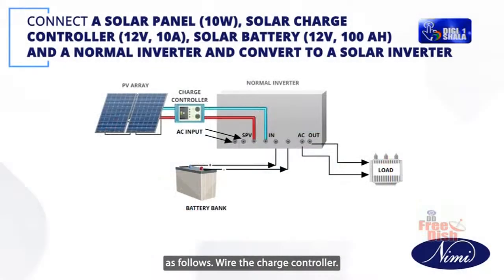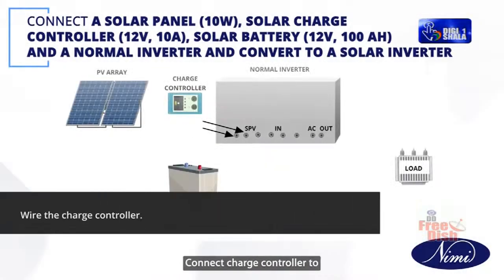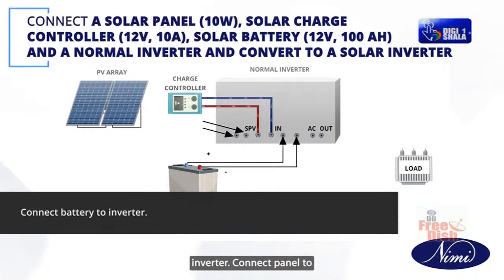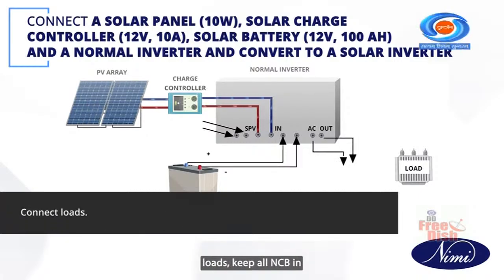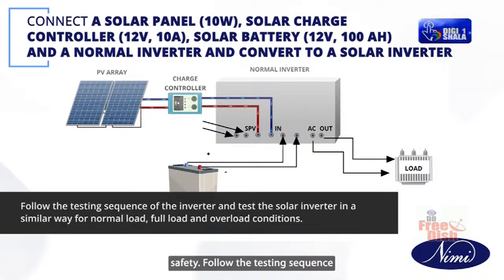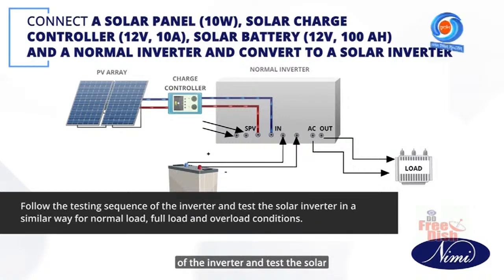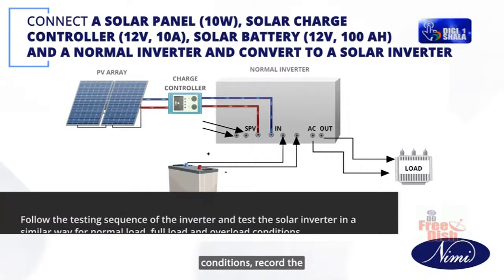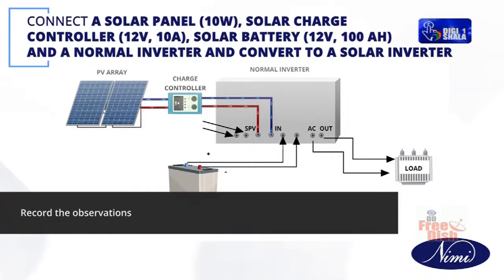Wiring sequence are as follows. Wire the charge controller. Connect charge controller to battery. Connect battery to inverter. Connect panel to charge controller. Connect loads. Keep all MCB in off position and fuses removed for safety. Follow the testing sequence of the inverter and test the solar inverter in a similar way for normal load, full load and overload conditions. Record the observations.